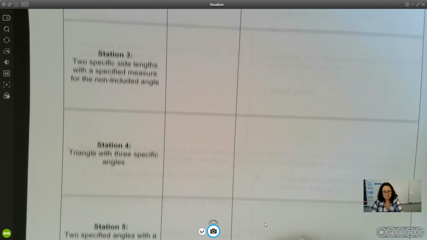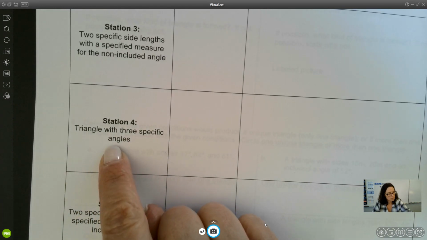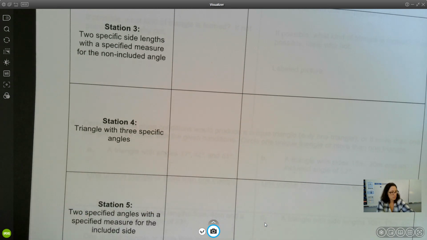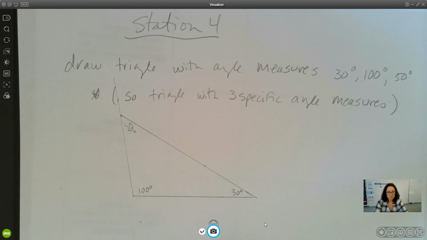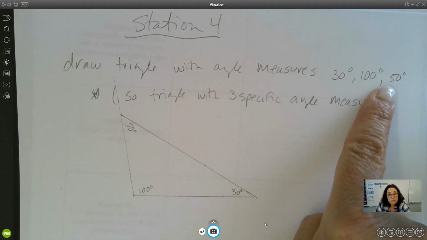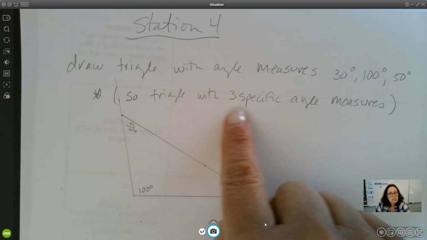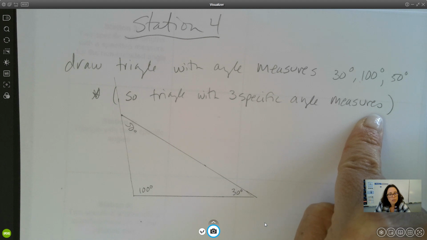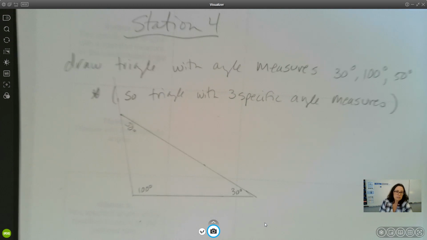Station 4. A triangle with 3 specific angles. Our instructions in this station would be draw a triangle with angle measures 30 degrees, 100 degrees, 50 degrees. So off that sheet, we're looking for a triangle with 3 specific angle measures. Here's one look of that triangle. Let's just say that's what mine looked like in a group if we were sitting together.